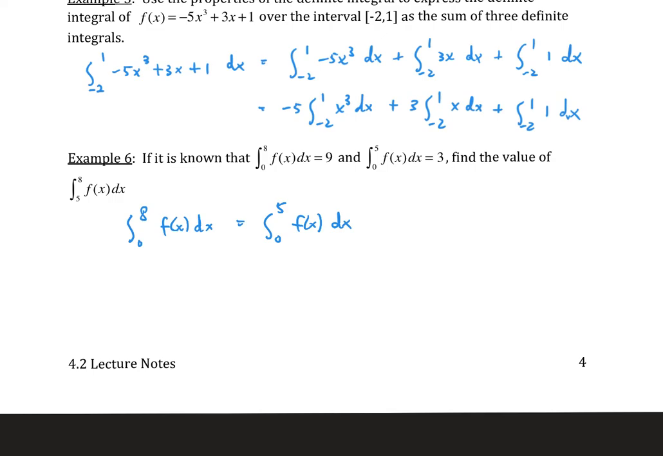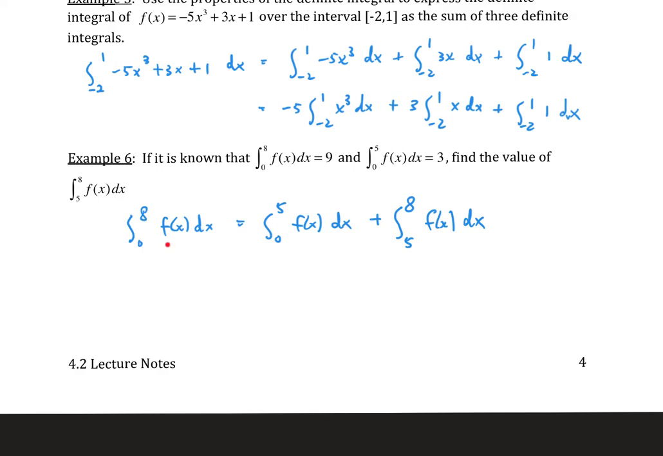So you see I put an equal sign because I'm already anticipating what's going to happen. I'm going to use that sixth property we described up above there. So I've got the integral from 5 to 8 f of x dx like this. So let's take a look at this. Using property 6, we can see that if I go from 0 to 5 and then from 5 to 8, that's going to be the same as going from 0 to 8.